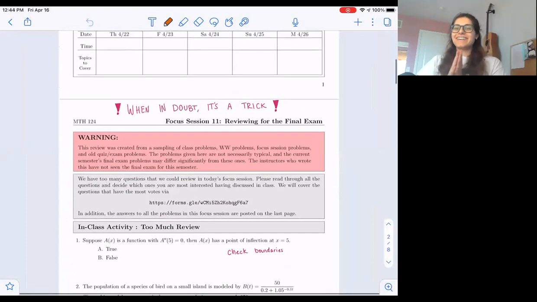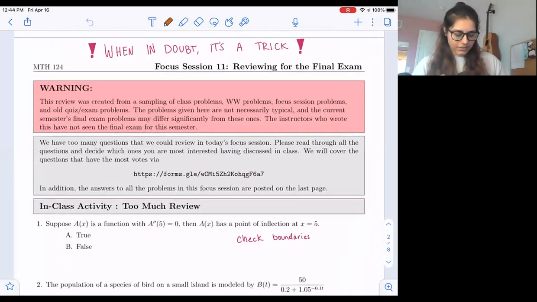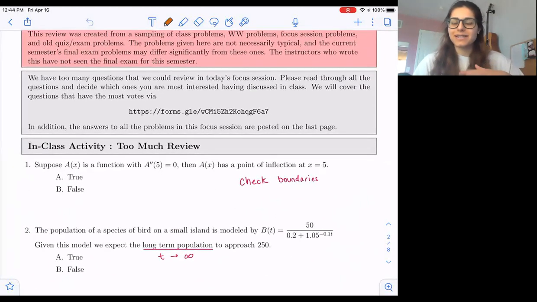Okay, in this class, if you're in doubt, it is a trick. He is out to get you, I swear. It's terrible. But when in doubt, if you're like, I'm not sure, it's false, okay? It's what you're not sure about. We're going to see a couple examples at the beginning, especially with multiple choice. It sucks, guys. Not gonna lie.